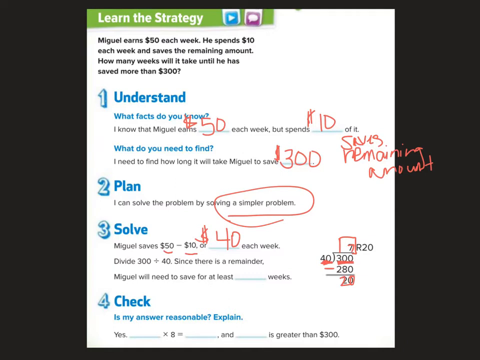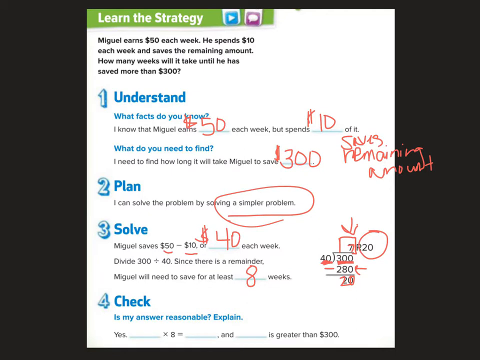So really, how many weeks is he going to need to save? Don't tell me 7 weeks, because if he saves for 7 weeks, he still has $20 left. He did not save $300 in 7 weeks. He saved $280 in 7 weeks. So I need to round up. This is kind of our interpreting the remainder. He didn't save enough, so I need to round up to the next whole number, so he needs to save for at least 8 weeks.